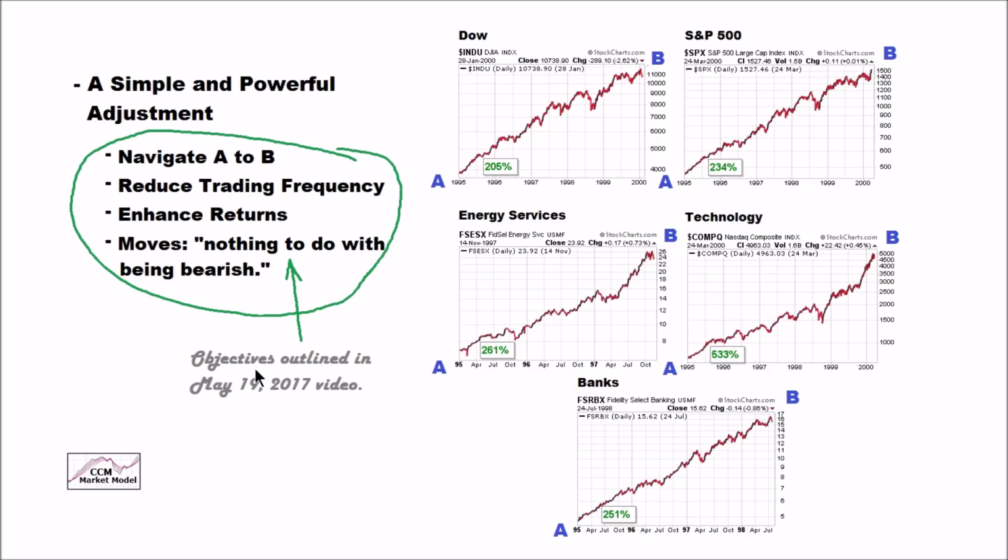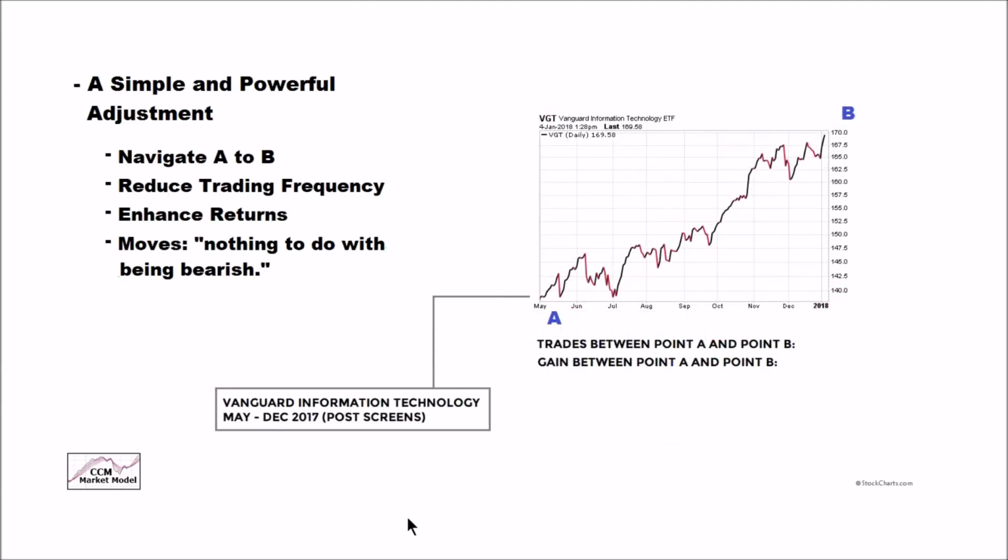Therefore, we can use these objectives as a measuring stick to see how we did between May of 2017 and the present day. One of the major positions that we added to the portfolio as a result of the new screens in May of 2017 was the Vanguard Information Technology ETF, or VGT. We entered that trade in mid to late May, and we still hold the position today.